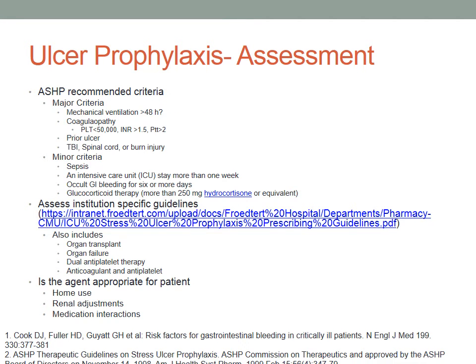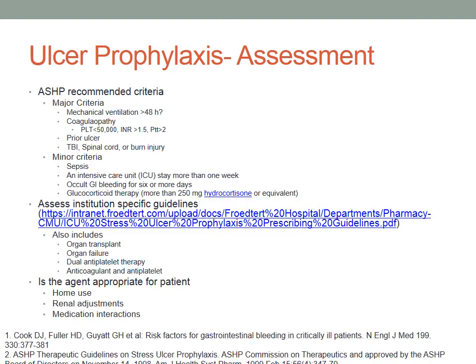Provision of acid suppressive therapy for stress ulcer prophylaxis has been correlated with an increased incidence of negative outcomes such as C. difficile superinfection and ventilator-associated pneumonia. Because of this, we should always assess that only the most appropriate populations are receiving this.